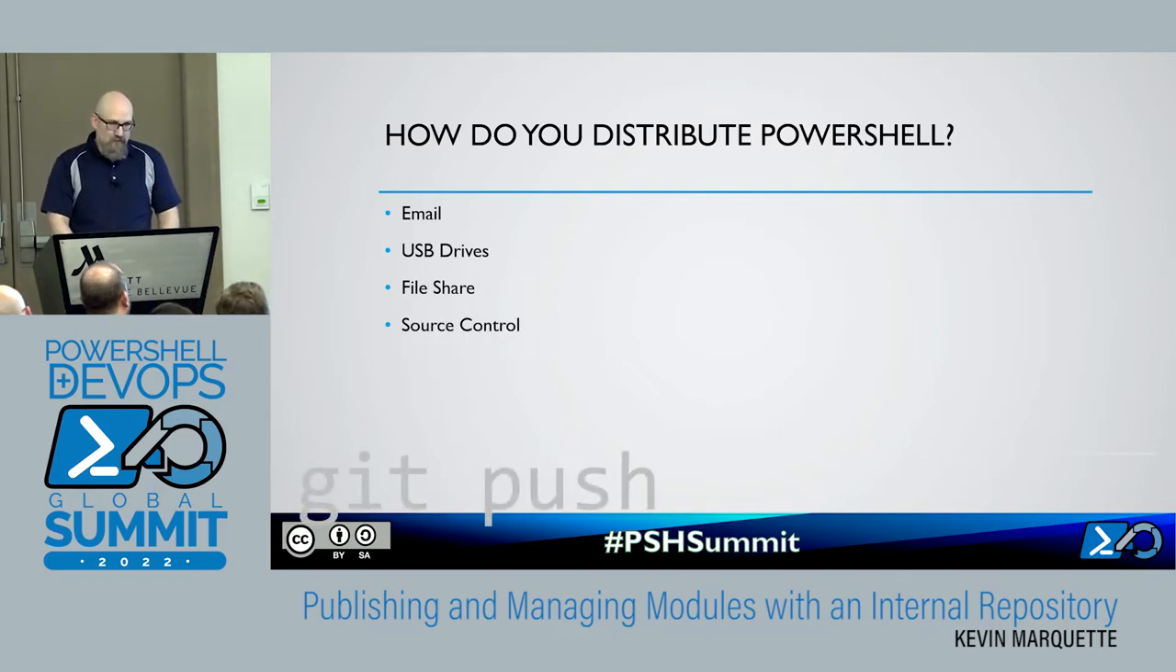Then source control. If you've got a Git repo for your team, and you're not really sharing your modules outside that or on the servers, you can get a lot of mileage out of this: just having a repo that your modules are checked into, and you pull them down and get the latest. I would locally put that in my PS module path when I was doing it that way.